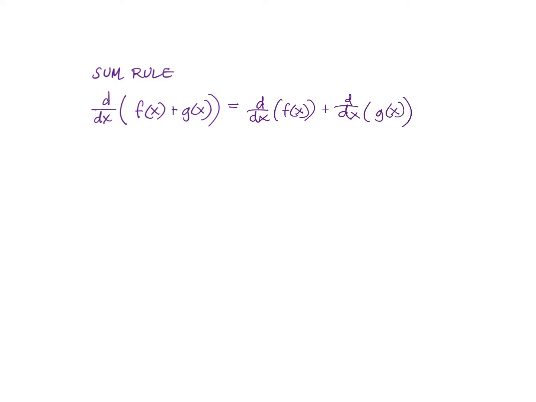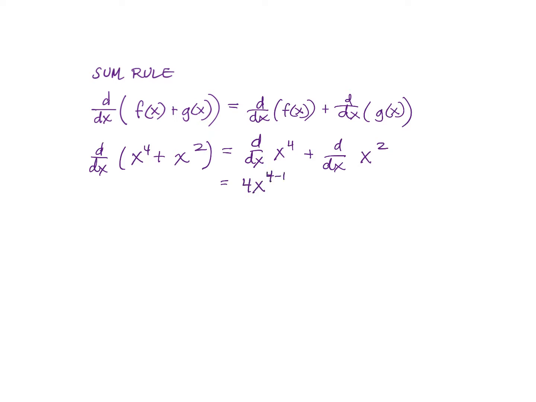So let's look at an example. If we had the derivative of x to the fourth plus x squared, we can take the derivative of x to the fourth plus the derivative of x squared. And that gives us 4 times x to the 4 minus 1 power plus 2 times x to the 2 minus 1 power, and that equals 4x to the third plus 2x to the first power.